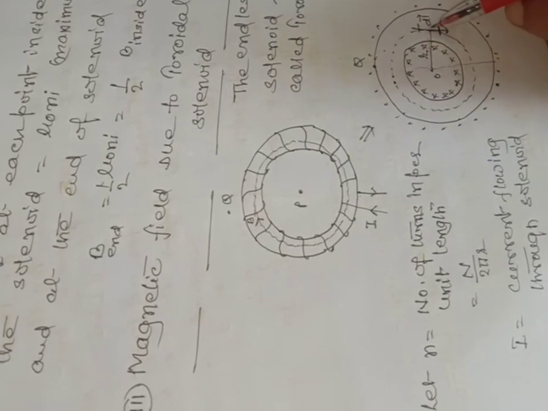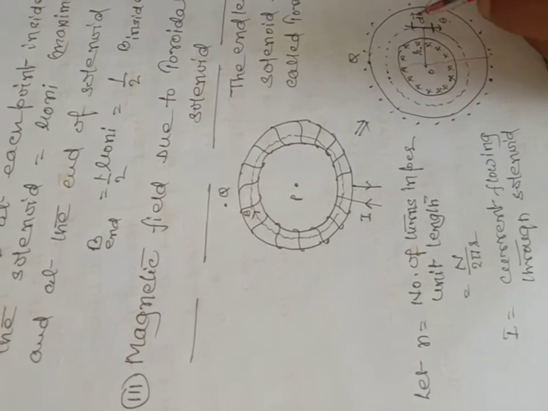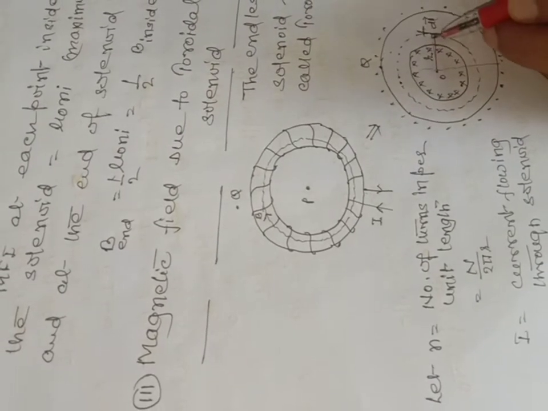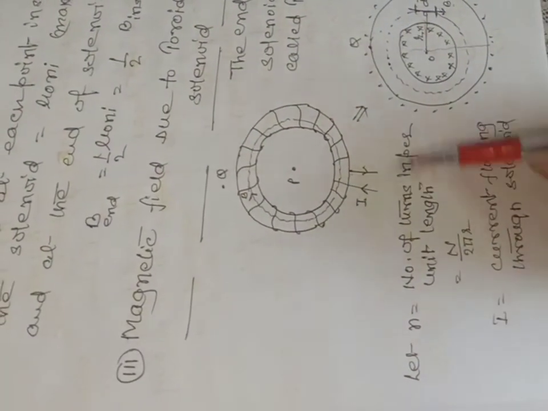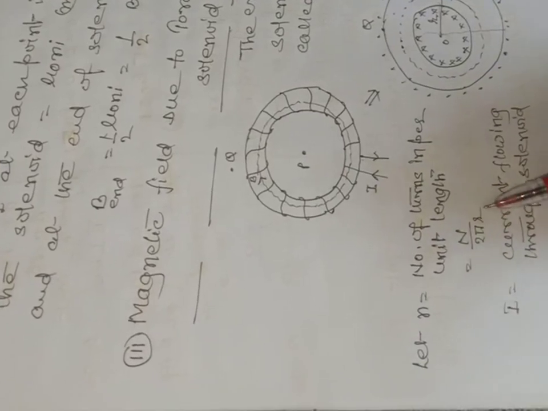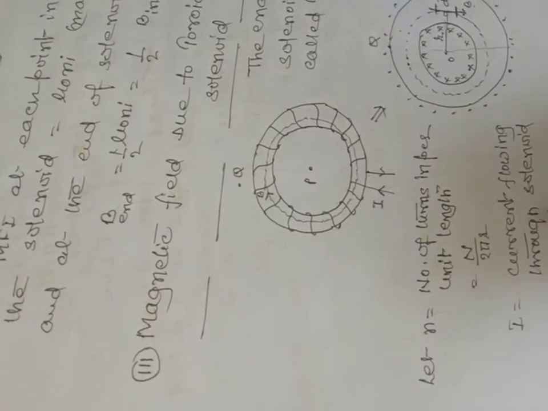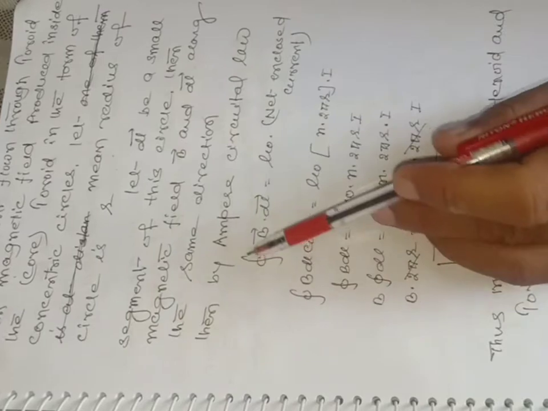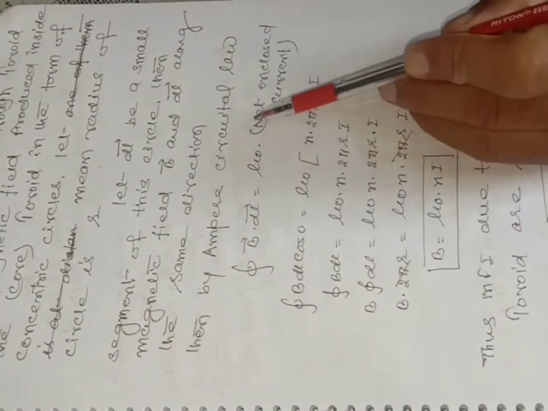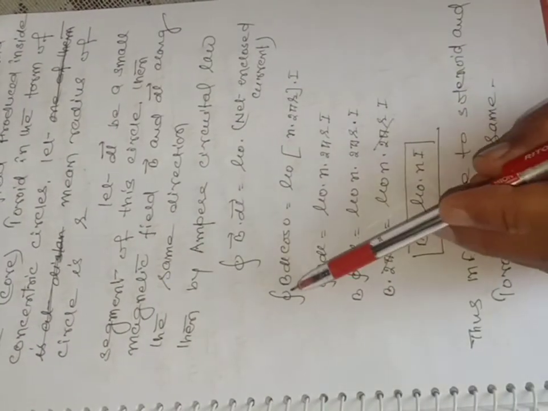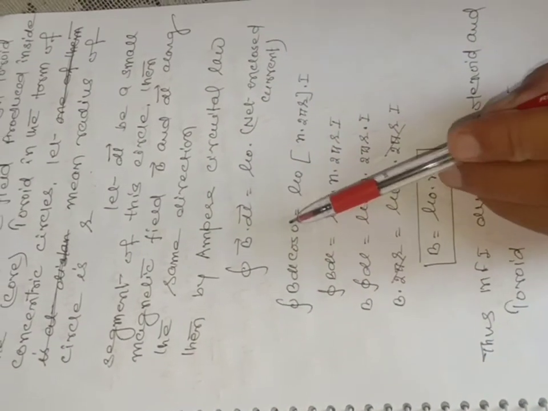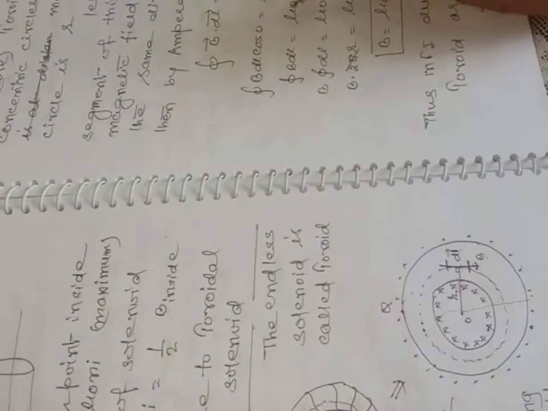Now we take a tangent which is dl of length dl. So again the number of turns per unit length becomes n upon 2 pi r, as the total length is 2 pi r. So I is the current which is flowing through the toroid. Its derivation is the same as that of the solenoid. So by Ampere's circuital law, the integration of B dl is equal to mu 0 into the net enclosed current within this considered Amperian loop. So it is the integration of B dl cos 0. Why cos 0? Again because B and dl are parallel at a distance r from the center of the toroid.